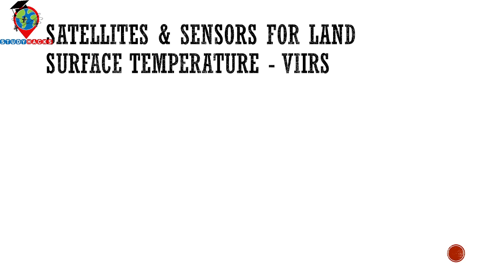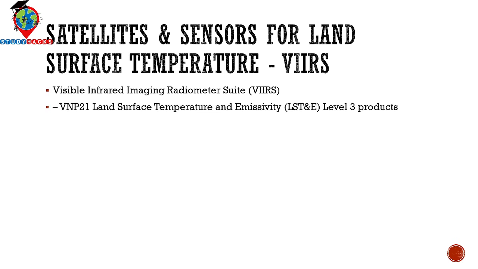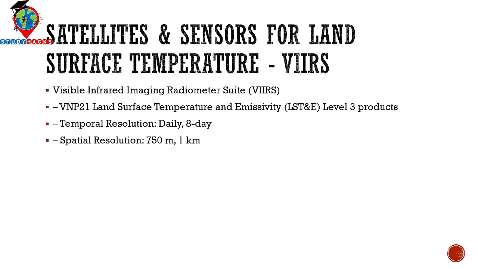So now we talk about how we can easily monitor the land surface temperature using VIIRS. Basically, it's the Visible Infrared Imaging Radiometer Suite. This is the land surface temperature and emissivity level 3 product, with temporal resolution daily or 8-day, and spatial resolution 750 meters and 1 kilometer. It is available from 2012 to present time, with global coverage, and this is the short form, MOD16A2.